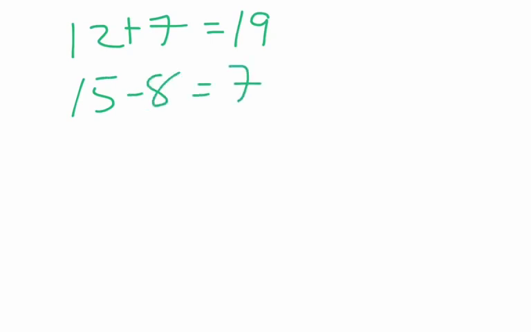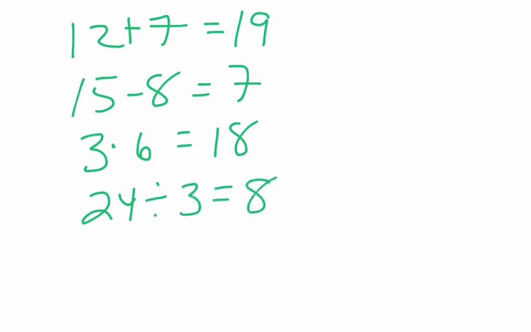Like quick little examples. Here's a sum. We could say the sum of 12 and 7 is 19. The difference between 15 and 8 is 7. The product of 3 times 6 is 18. And the quotient of 24 and 3 is 8. Okay, and that's just a really quick example there. So that's your basic arithmetic, numbers, ways of representing numbers.